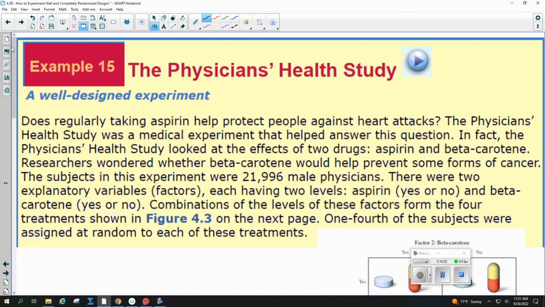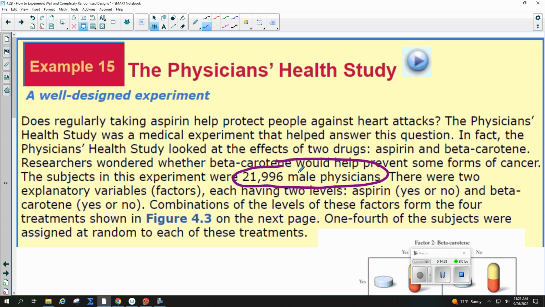In fact, the physician's health study looked at the effects of 2 drugs, aspirin and beta-carotene. Researchers were wondering if beta-carotene would help prevent some forms of cancer. And then the subjects in this experiment were about 22,000 male doctors. There were 2 explanatory variables, also called factors. Okay, that word factors means explanatory variables. And they each had 2 levels.